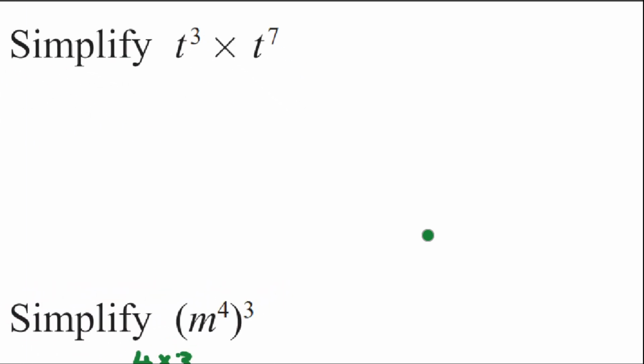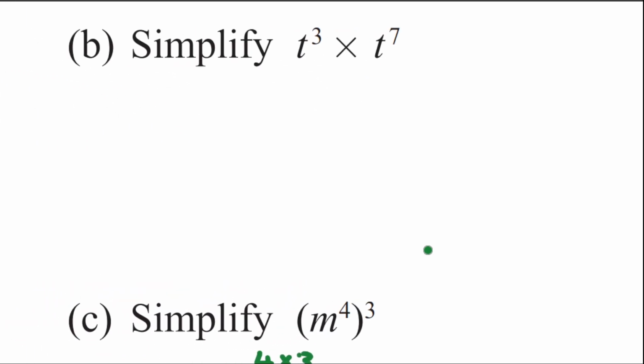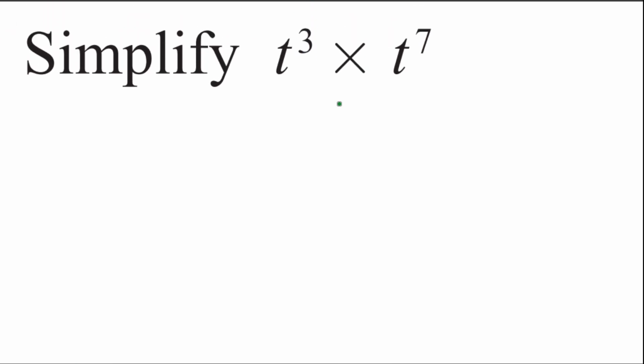Let's do it. t to the power of 3 times t to the power of 7. So the law of indices says if you have 2 indices, you just add them if it's multiplication, right? We add in this case. So it's going to be t to the power of 3 plus 7. 3 plus 7 is 10. So the answer is t to the power of 10.